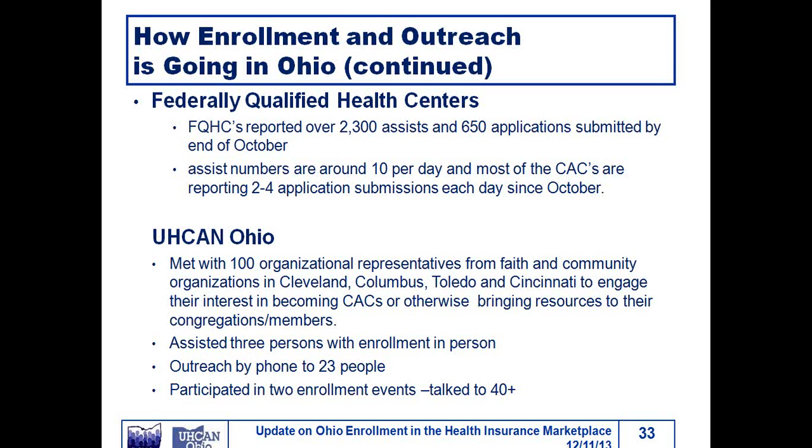The federally qualified health centers have reported 2,300 assists and 650 applications. That was as of the end of October. They don't have their November data in yet. And they're now running at about 10 per day per CAC, and most of them 2 to 4 application submissions each day since October.